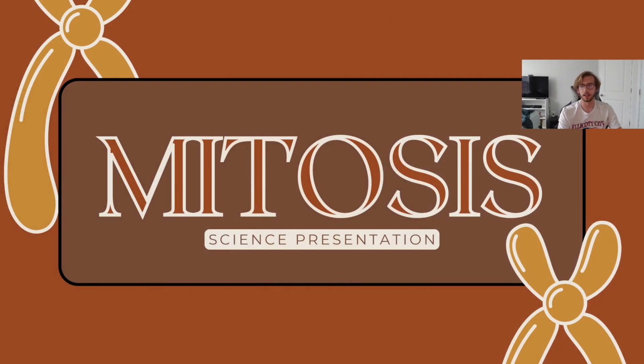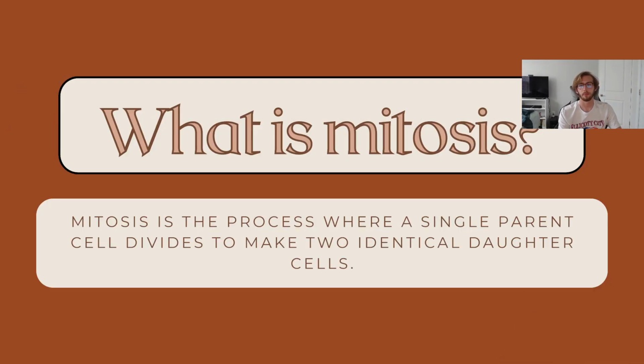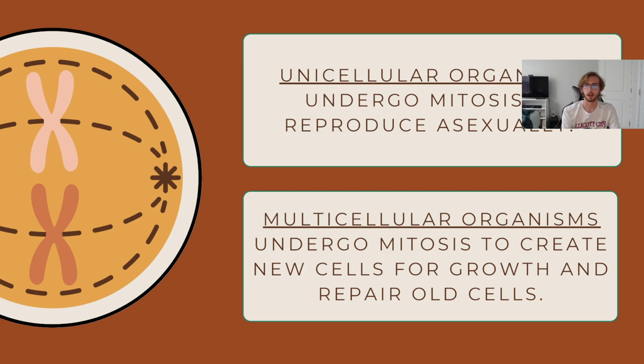So, going into it, mitosis is essentially just the process where a single cell divides itself to make two identical cells. So you have one cell, and then it splits into two. Unicellular organisms undergo mitosis to reproduce asexually, whereas multicellular organisms undergo mitosis to create new cells for growth and repair of old cells.